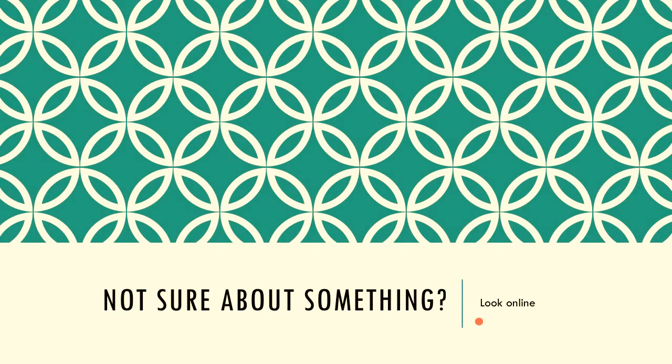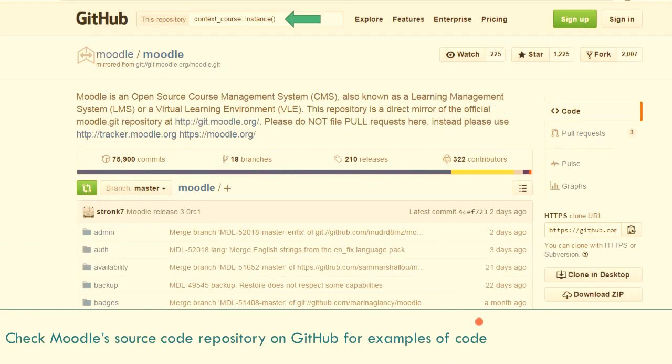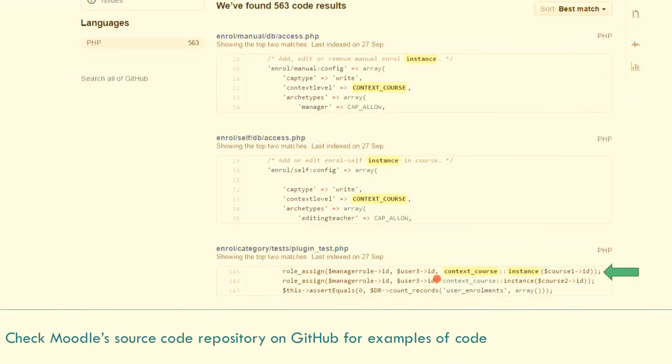So if you're not sure about something, look online. And what I find really useful is the Moodle GitHub repository, because you can actually search the entire repository for a snippet of code. So, if you think, well, I want to swap, which context do I need? I think it might be this. Try it, put it in there and see if it comes up anywhere else. And you can see there, yes, context course is a valid piece of code. So you can try it out.